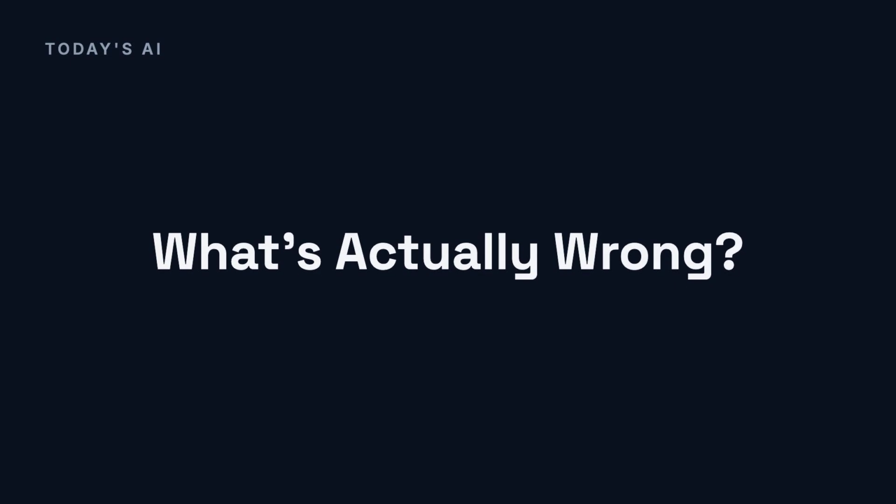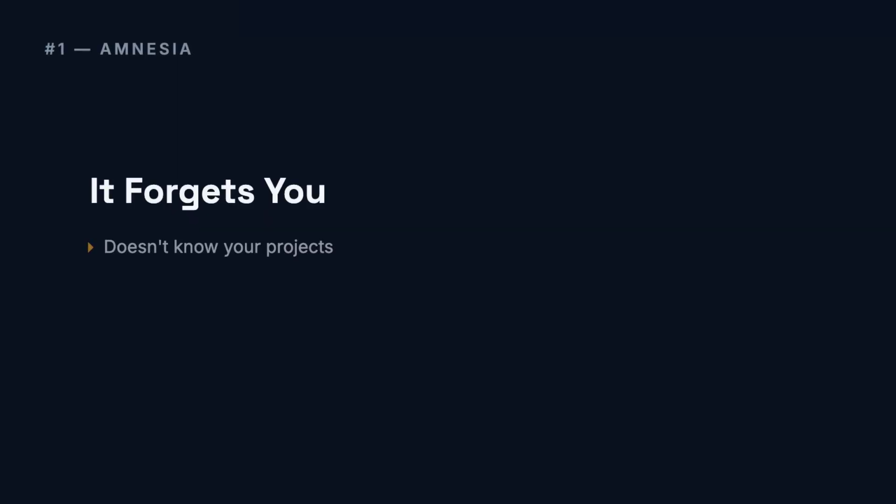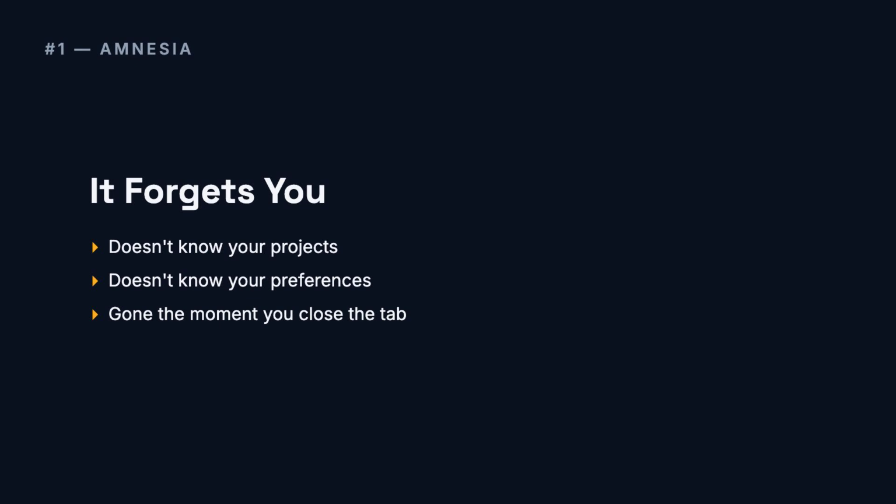So let's get specific about what's wrong with the AI you're probably using today. There's 5 main things. First, it has amnesia. Every conversation starts from zero. It doesn't know your projects, your preferences, or what you decided last Tuesday, and it never will, because it forgets you the moment you close the tab.